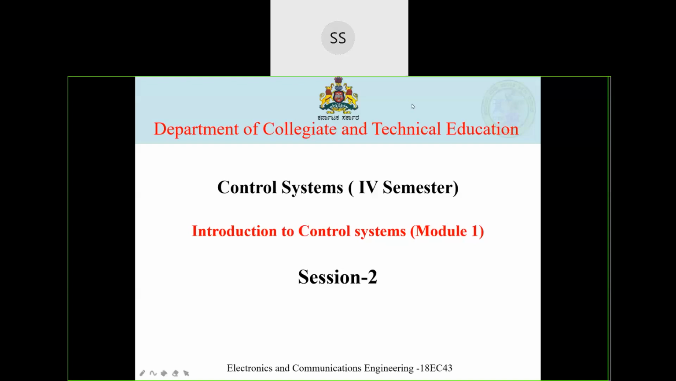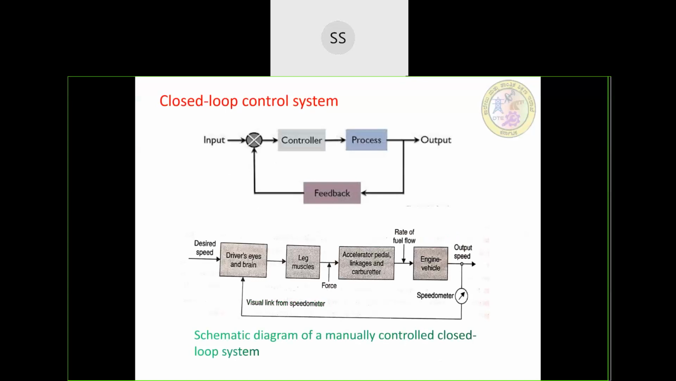So now in this session, let us look into some more block diagrams related to the control systems. In the previous class, we had taken the definitions related to control system as well as the classification. So therefore, let us continue with the same concept. We were discussing closed loop control system.